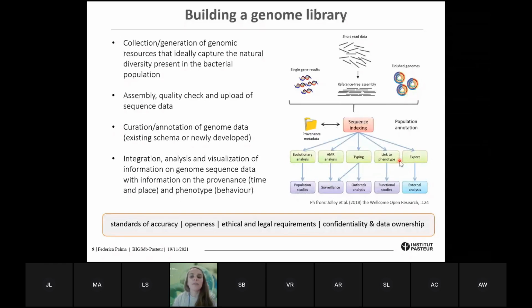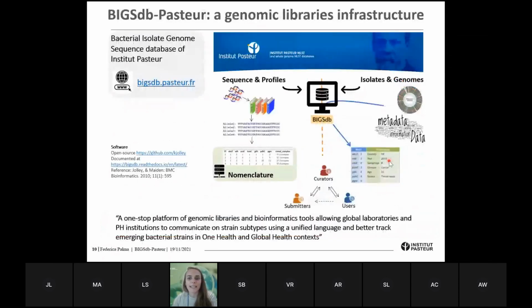A successful example of this kind of infrastructure is represented by BIGSdb Pasteur, which is an infrastructure coordinated at the Institut Pasteur Microbial Biological Resource Center. This is a platform powered by the Bacterial Isolate Genome Sequence Database software, which was developed at the University of Oxford. This platform has been running since 2017 at Pasteur under the bigsdb.pasteur.fr domain.